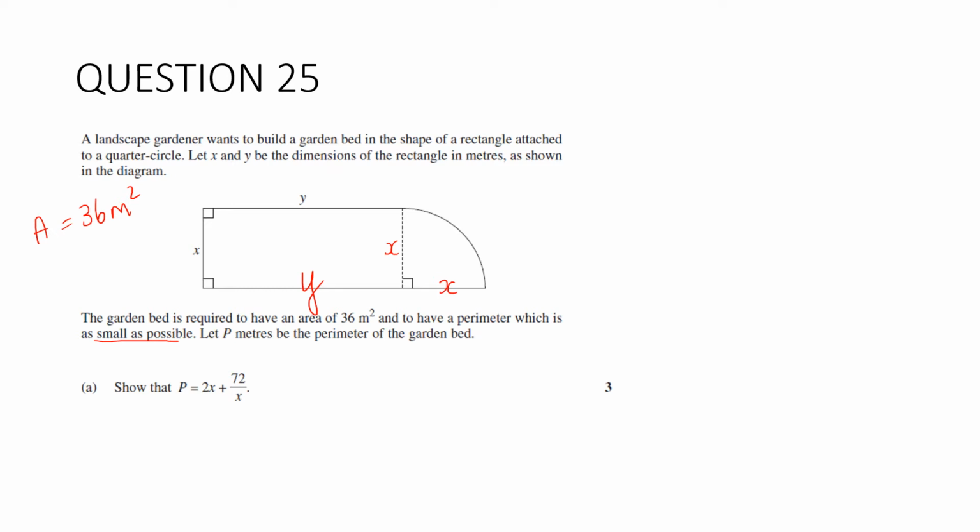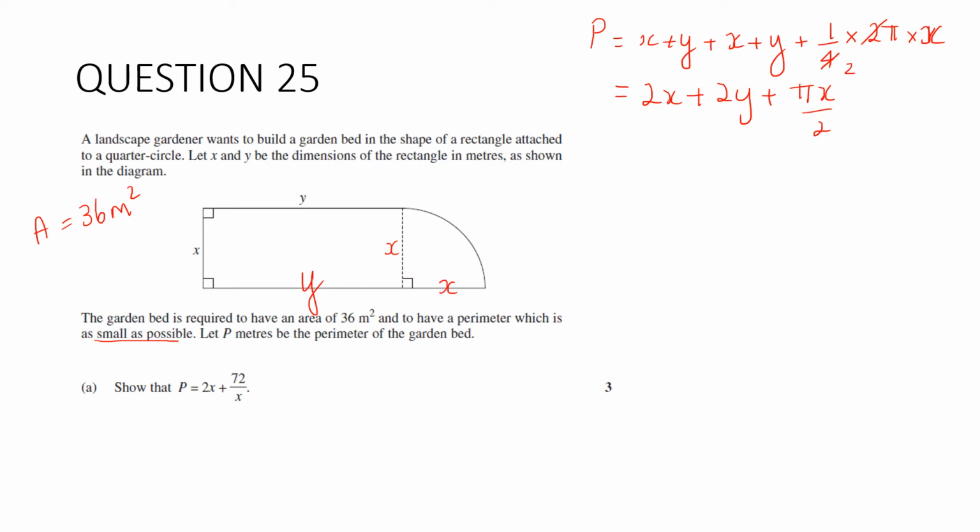All right, let's start with the perimeter. So from here, it's going to be x plus y plus x plus y plus that quarter circle. Right, so let's write that down. Perimeter equals x plus y plus x plus y plus a quarter times 2 pi r, and in this case r is x. Tidying it up, we get 2x plus 2y plus pi x on 2.